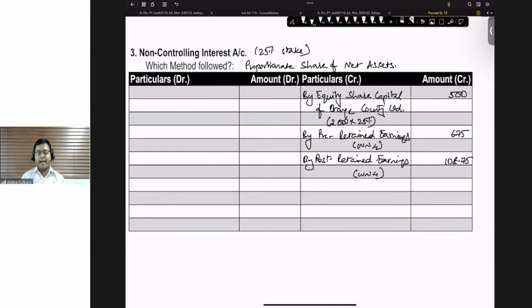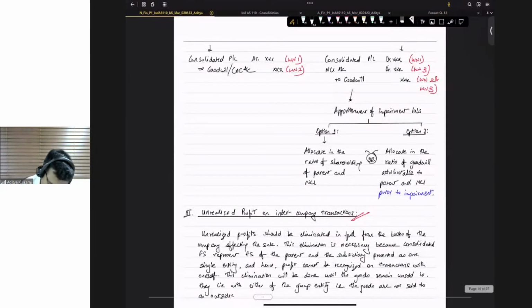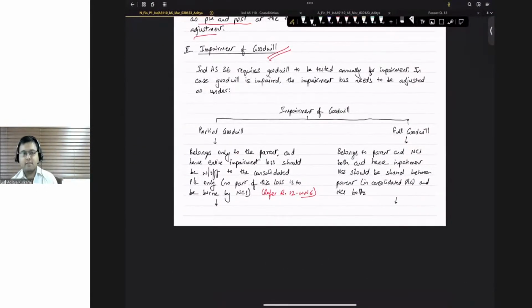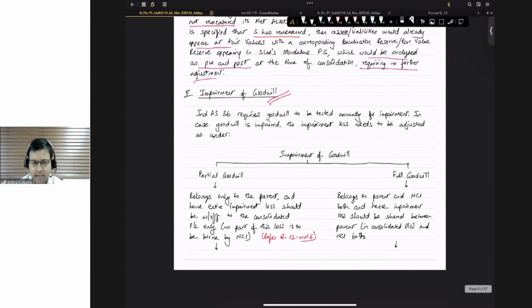The question that next arises is, sir, what if NCI is at fair value? What if NCI is at fair value? So quickly, we shall look at the next note. We completed one concept, that is fair value adjustment. We now come to the next concept, impairment of goodwill.